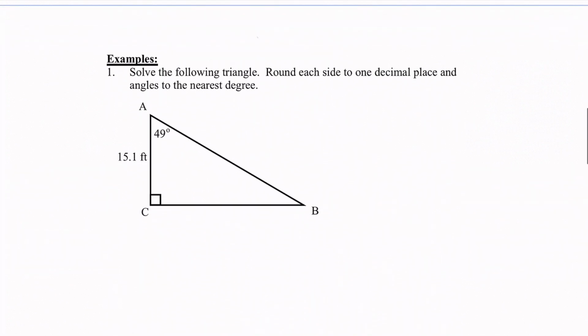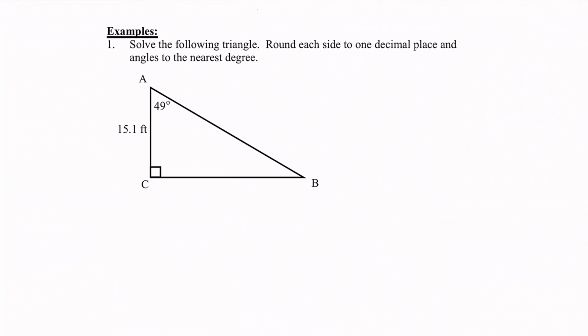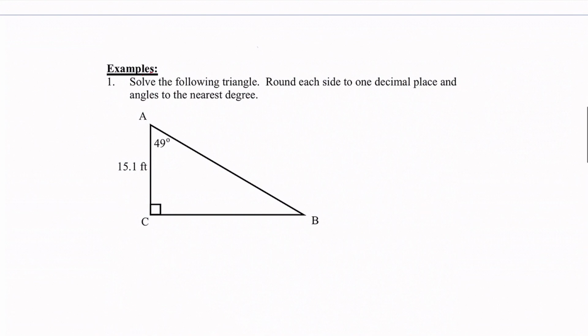So on to our first example here. First one says solve the following triangle, round each side to one decimal place and angles to the nearest degree. Now the word solve, whenever you guys get the word solve, that means to find all missing sides and angles. Okay, so we need to find all the missing sides and all the missing angles, and we got to do our sides to 1 decimal place and our angles to the nearest degree.